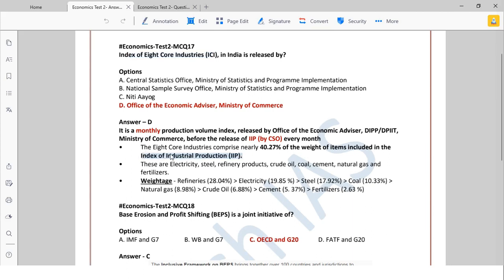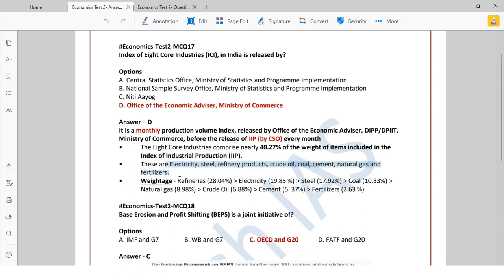Now, what are these 8 cores? What is the share of these 8 core industries in the total? It is 40.27%. Meaning if the overall sectors are 100%, then 40.27% goes to these 8 core industries. That much important these 8 core industries are. And which are these 8 core industries? It's listed here. I will show you a trick also, how to learn this by heart, because it's important.